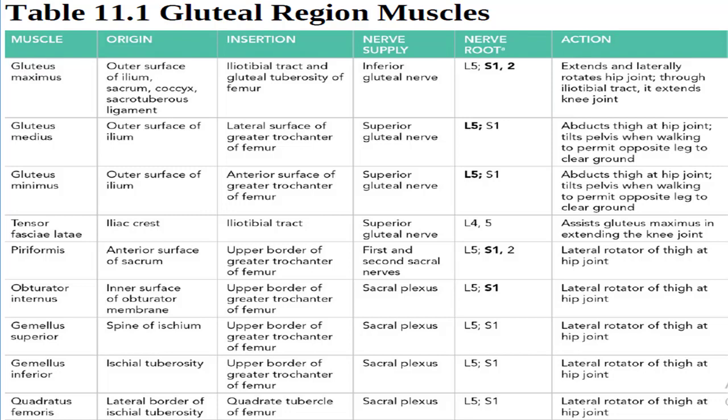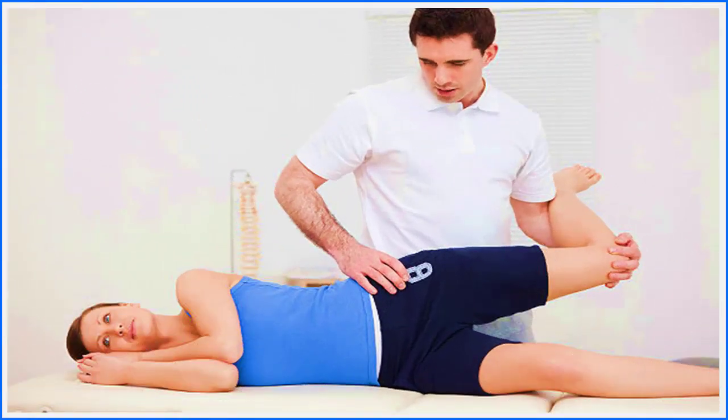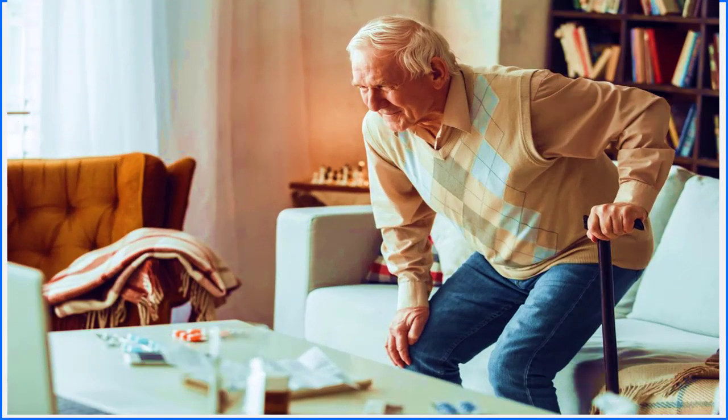Now I will tell you about the function of these muscles. The superficial muscles of the gluteal region act on two joints. One is the hip joint, another is the knee joint. Maximus, minimus, and medius act on the hip joint. Gluteus maximus extends and laterally rotates the hip joint, and it also helps us in routine activities like rising from a sitting position.